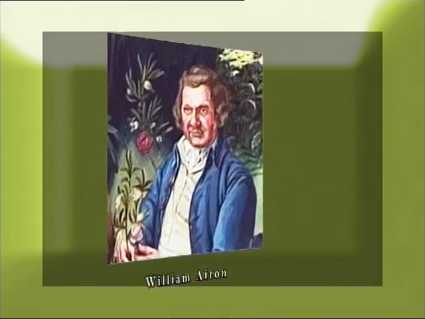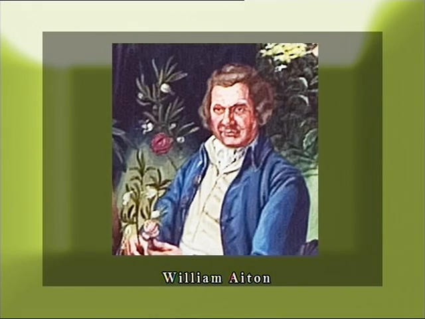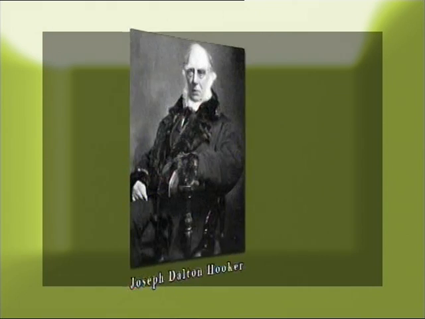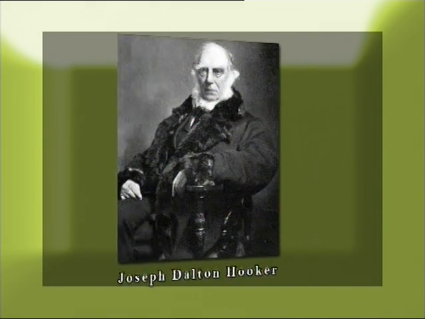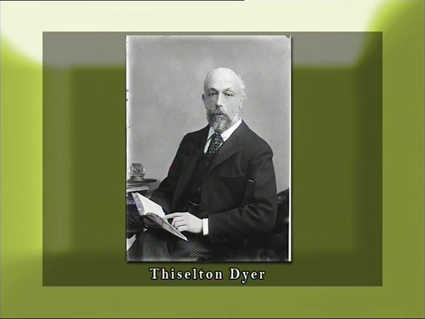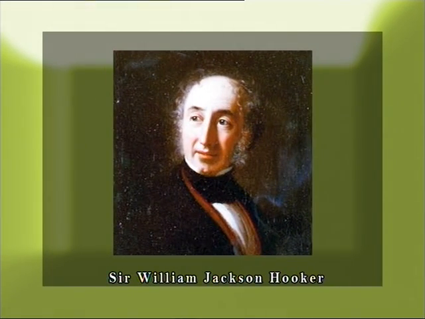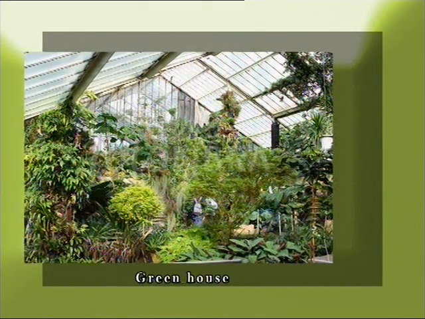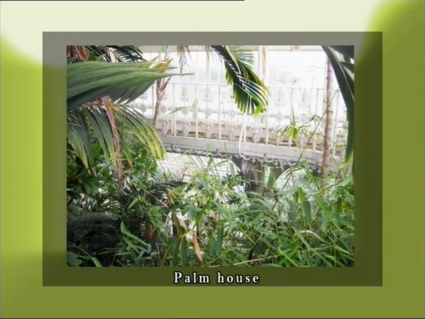Its first curator was William Aiton. Sir William Jackson Hooker later took over as director of the garden in the same year. He was succeeded by Joseph Dalton Hooker and later by Thiselton-Dyer. At present, this garden includes a herbarium consisting of over 5 million specimens, which was established by W. J. Hooker, who also introduced a greenhouse and a palm house.